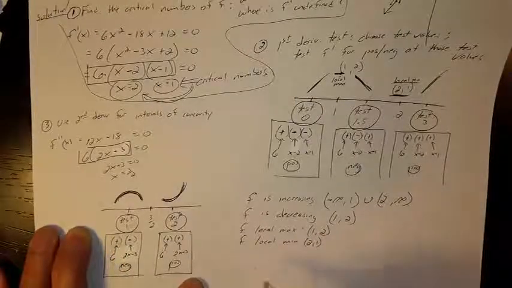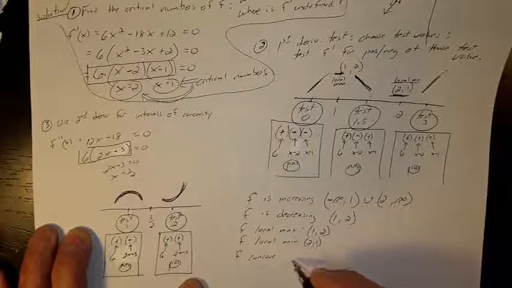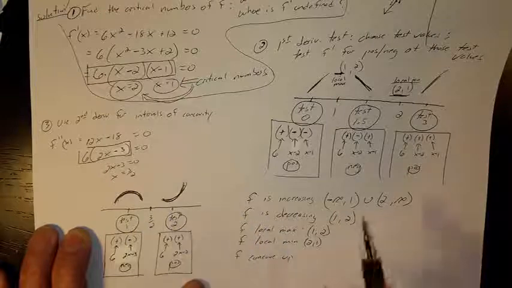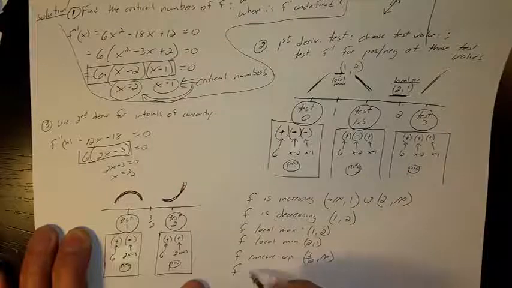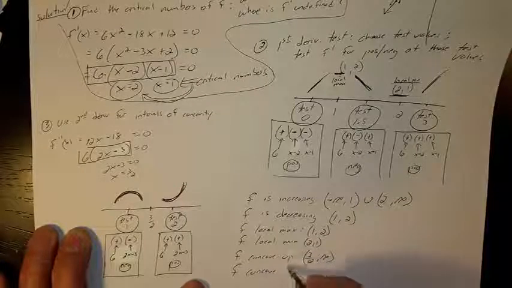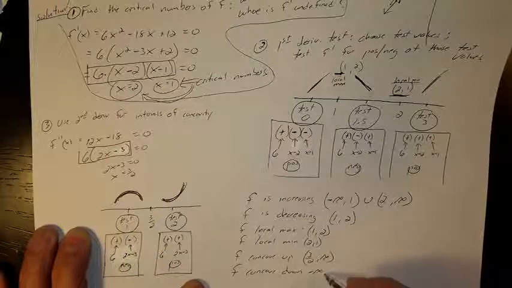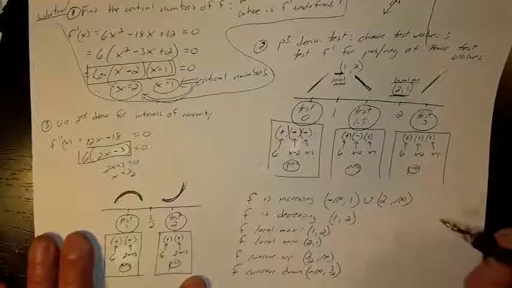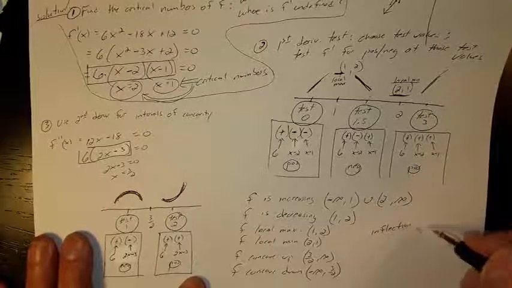And now it's about concavity. Now we're looking at the second derivative, and F is concave up from 3/2 to infinity, and it's concave down from negative infinity to 3/2. Because this is a polynomial, I don't have to sweat too much that it goes all the way out to infinity.